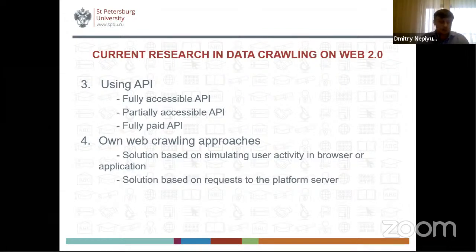It's a fully accessible API, for example, the Telegram API; a partially accessible API, for example, the Yandex Maps API; and a fully paid API, for example, the job search service Headhunter API. When working with any kind of API, it's necessary to be aware of the restrictions that the corresponding services can impose on the data crawler. It's query frequency, query uniqueness, various identifiers of devices, and the privacy of the data collected.